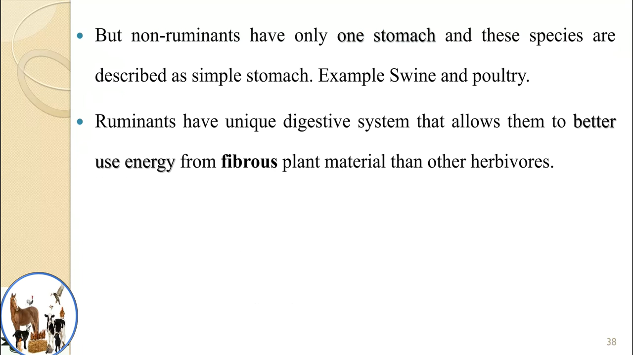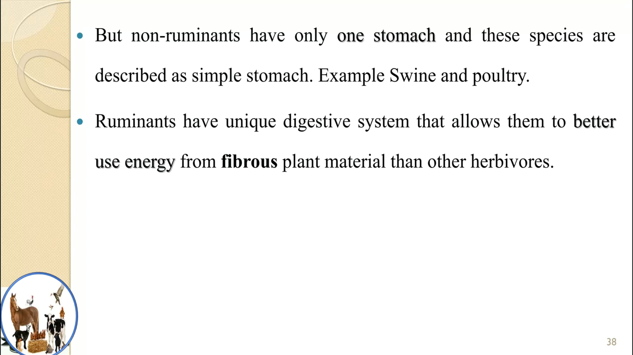The non-ruminants, for example the pig, have got only one stomach, that is, single stomach animals, and these species are described as single stomach or mono-type stomach animals. Then the examples are the swine and the poultry, the two important productive animals.